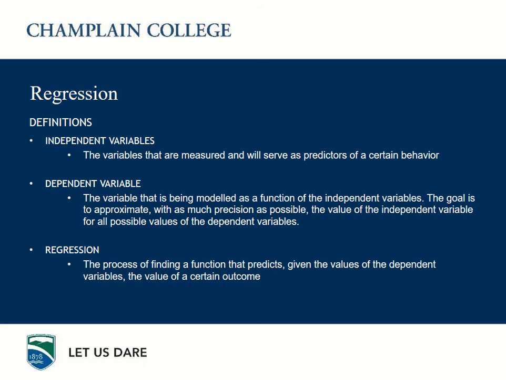As I mentioned, the goal is to approximate with as much precision as possible the value of the dependent variable for all possible values of the independent variables. And so this process of finding the function that better predicts the outcome, based on the values of the independent variables, is what we call regression.